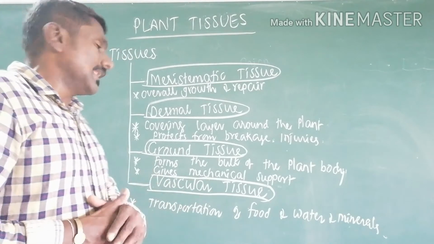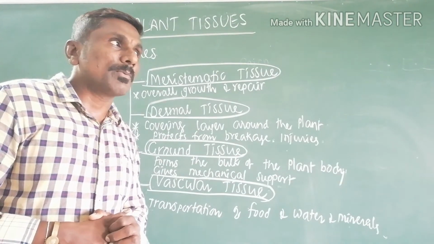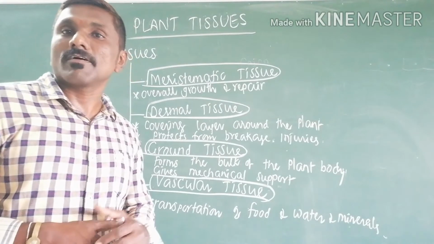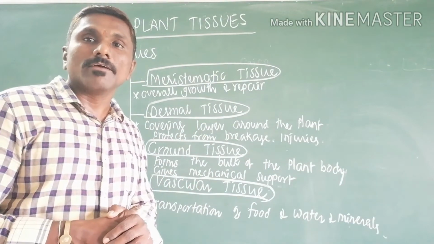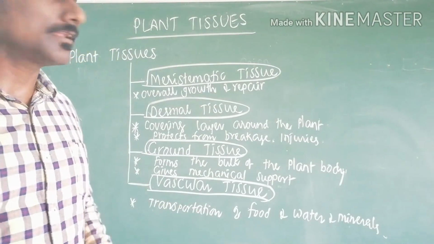And coming to the last one, the vascular tissues. These are the tissues mainly responsible for the transportation of food and water from one part of the plant to the other part of the plant. We will have a detailed discussion about each and every tissue one by one.